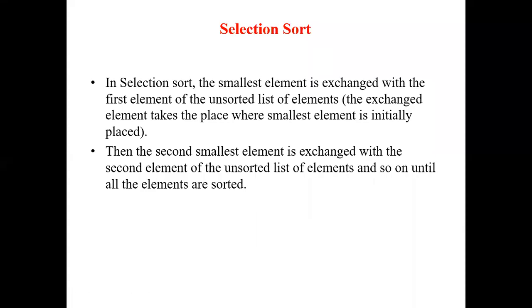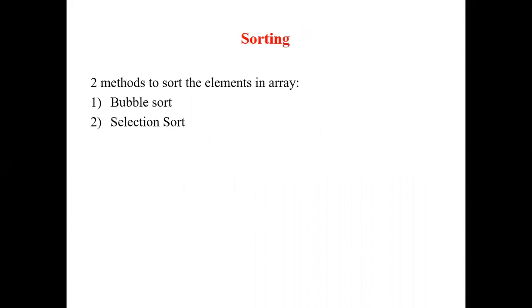So next we'll start discussing sorting algorithms or sorting methods. There are two methods we'll be discussing here to sort the elements in an array. Sorting is nothing but arranging the elements in an array, either in ascending order or descending order. So here we'll be discussing bubble sort and selection sort.